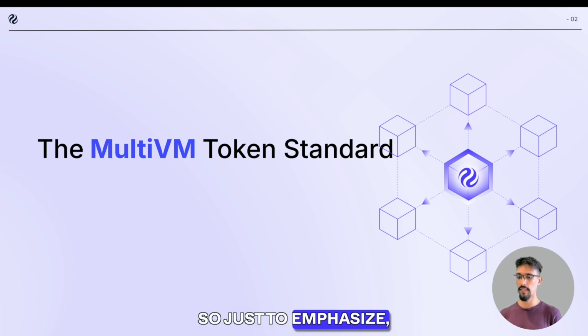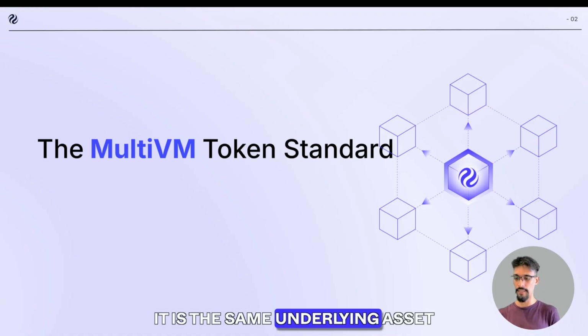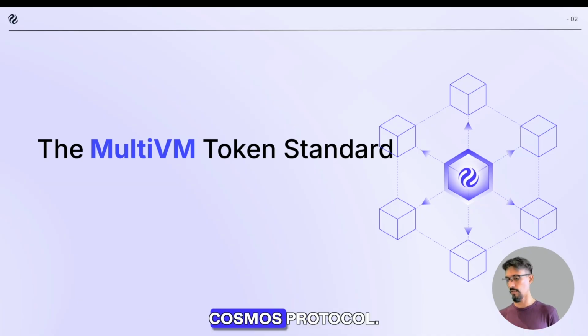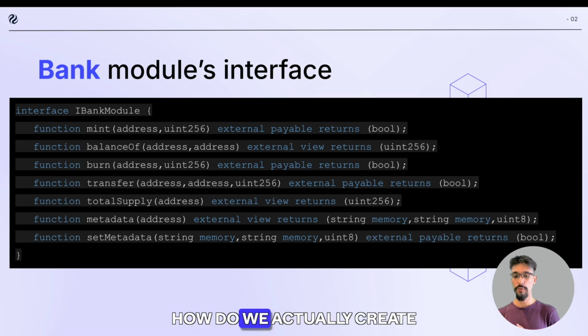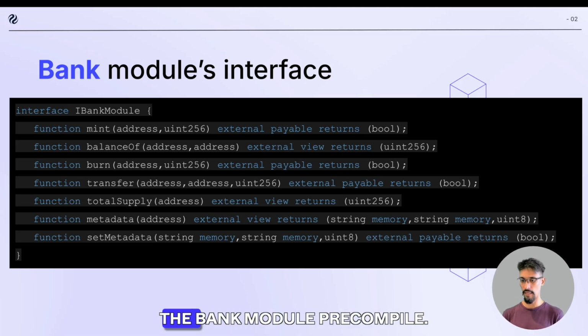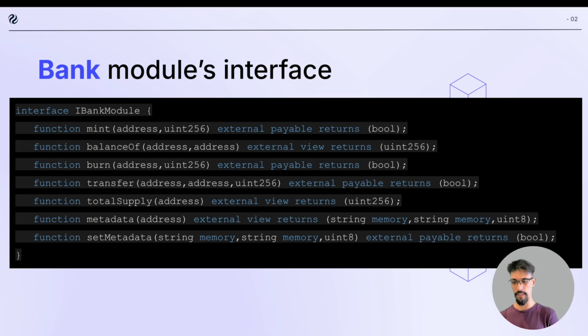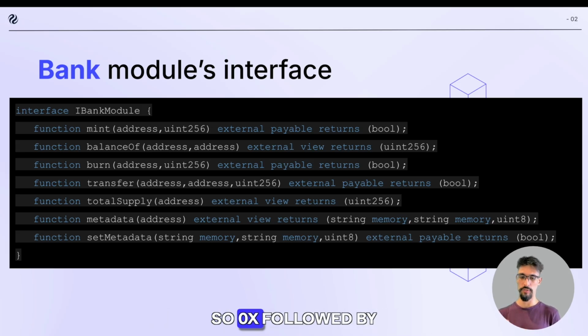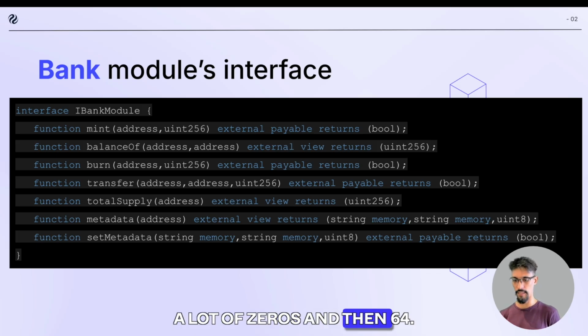So just to emphasize, there's no wrapping, no bridging, none of that involved. It is the same underlying asset that you can interact with using two different protocols, right? EVM protocol, Cosmos protocol. How do we actually create an MTS token? Then the magic happens via the bank module precompile. This lives at a specific address ending in 64, so 0x followed by a lot of zeros and then 64.